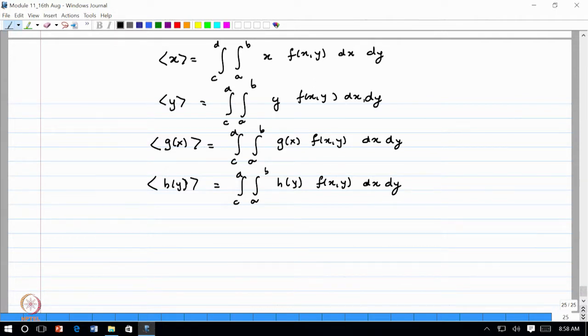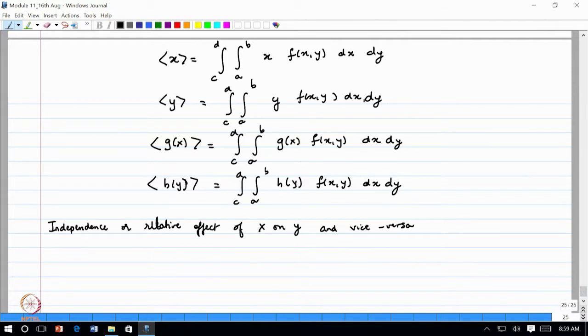Now often you are interested in looking at the independence or relative effect of x on y and vice versa. Okay. So, you want to know whether x and y are two independent variables or they are dependent variables.